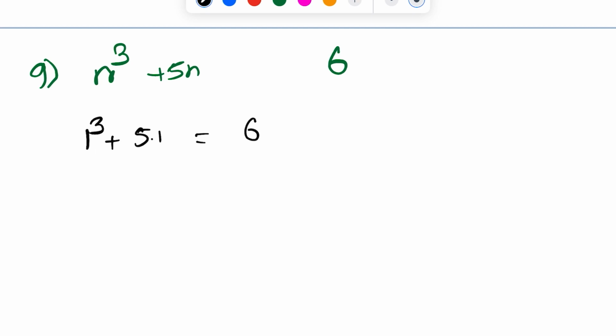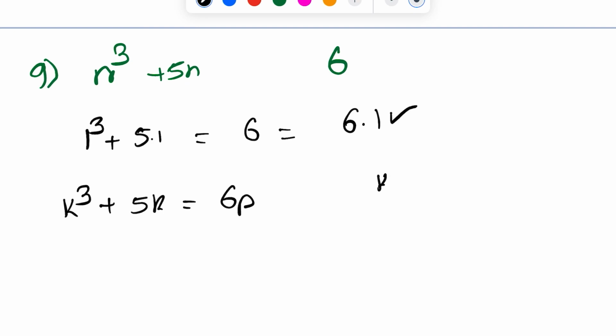Next one, n cube plus 5n is divisible by 6. So plug in n equals 1. 1 cube plus 5 times 1 is 6, which equals 6 times 1, true. Assume that it is true for n equals k, that is k cube plus 5k equals 6p. Make k cube the subject. It becomes 6p minus 5k.